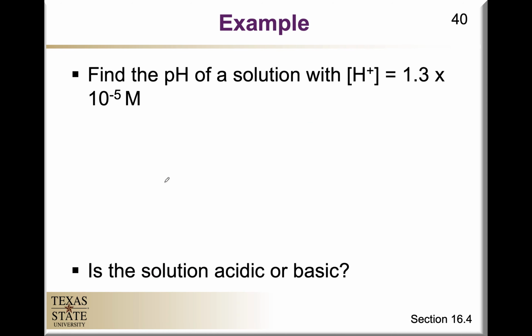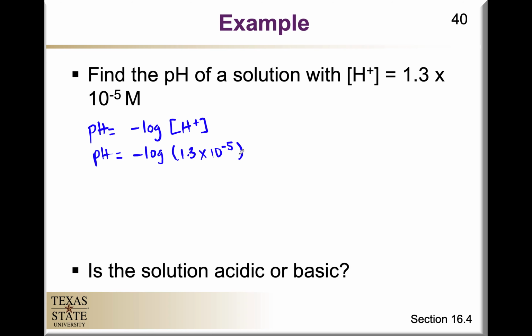All right, let's go ahead and do an example. So the example is find the pH of a solution with a hydrogen ion concentration that is equal to 1.3 times 10 to the negative 5. And so we know that pH is defined as the negative log of the hydrogen ion concentration, right? And in this case, we know that the hydrogen ion concentration is equal to 1.3 times 10 to the negative 5.